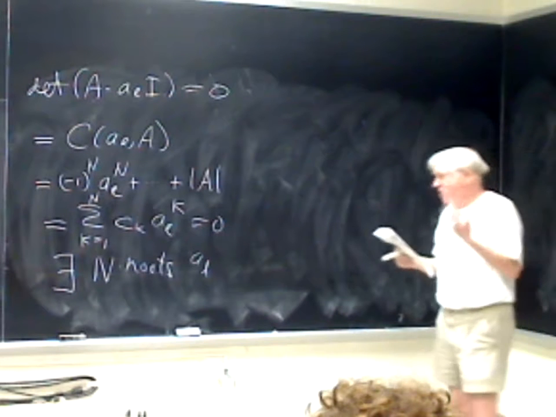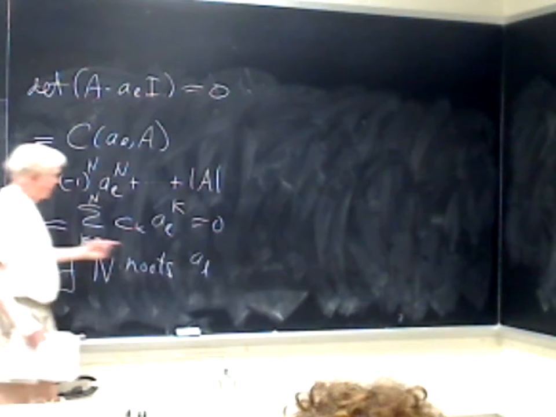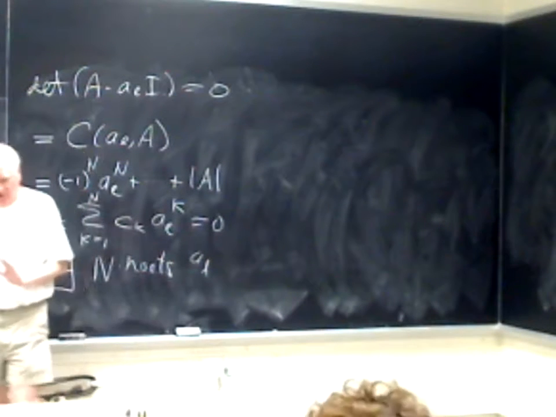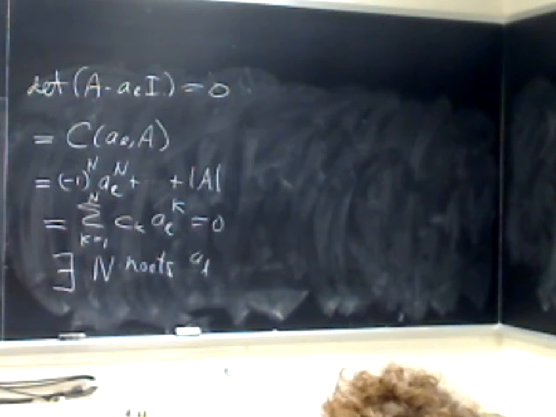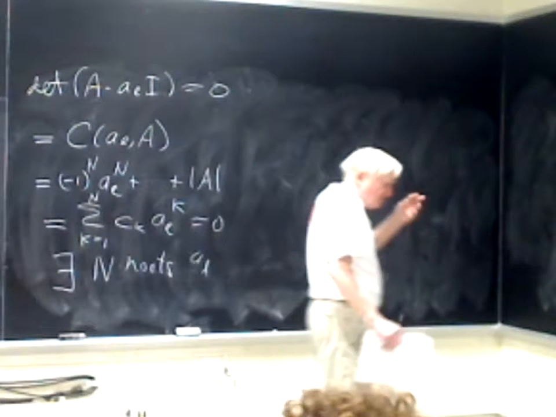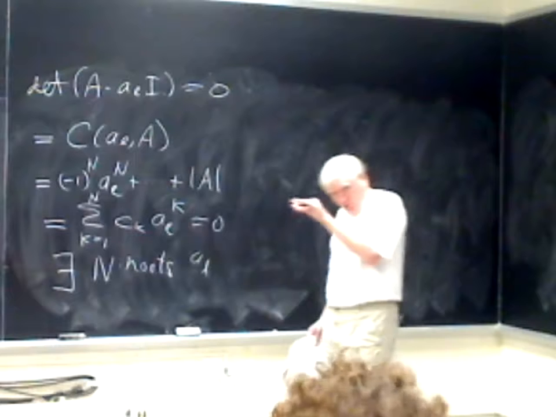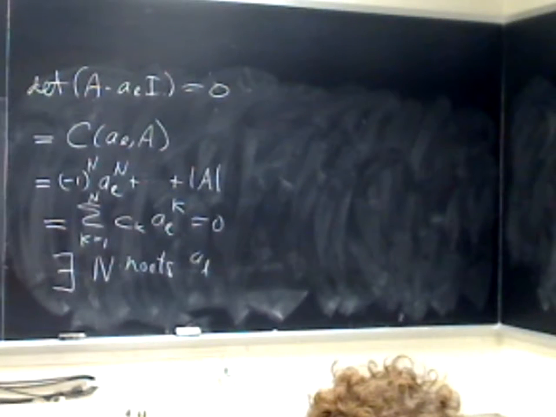Now, in general, this is the normal case. The normal case is that these roots are all different. Not always all different, but typically they're all different. There has to be something special about the matrix A, some symmetry, to have two or more of the roots be the same, that is to say, two or more of the eigenvalues be the same.